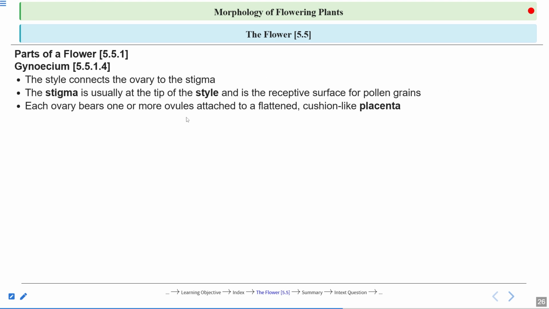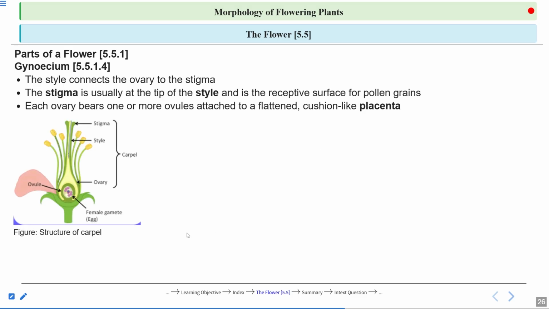And each ovary bears one or more ovules attached to a flattened disc-like structure that is called placenta. A cushion-like structure called placenta, right? Inside the ovary, the ovules are present and the ovules are attached to the flattened disc-like structure called placenta, right? So here you can see this is the ovary part. Inside the ovary there is an ovule.